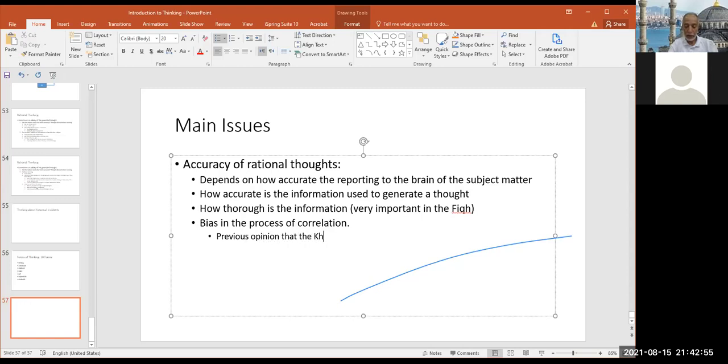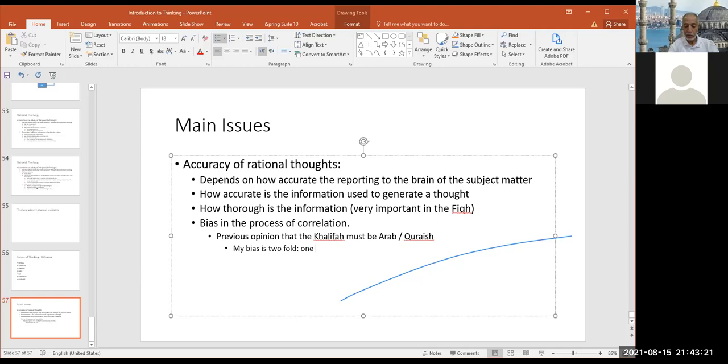That the Khalifa must be Arab / Quraysh. So first Arab and then Quraysh. Okay, let's say I have this opinion, and let's say the bias, now my bias is twofold.